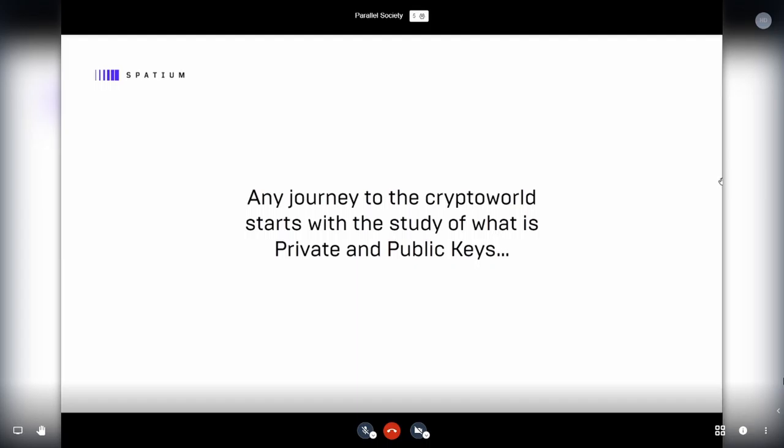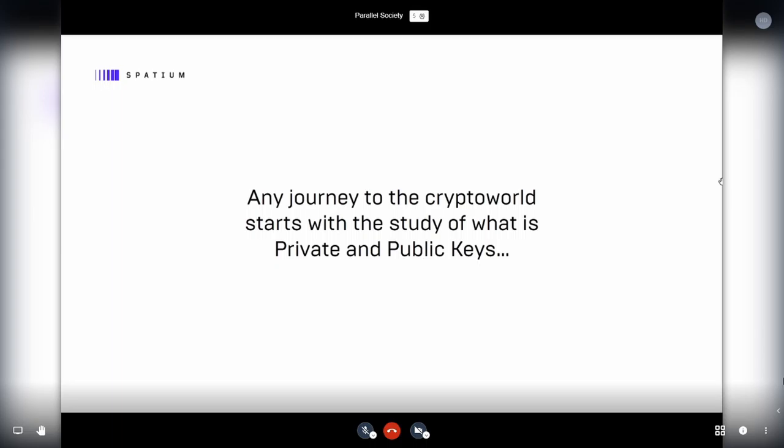Any journey to the world of cryptocurrency starts with the study of what is the private and public key. The use of the private key as the only authentication factor to access an address on blockchain is one of the basic and oldest concepts in blockchain space. In fact, it was a simple and elegant solution at the moment of the Bitcoin's white paper release, but now, 11 years old, it's not obvious it can meet new challenges.